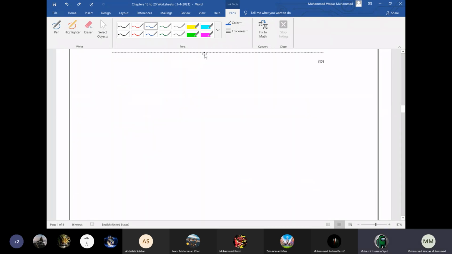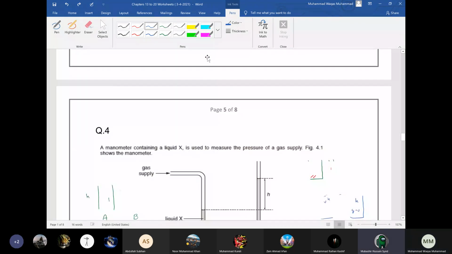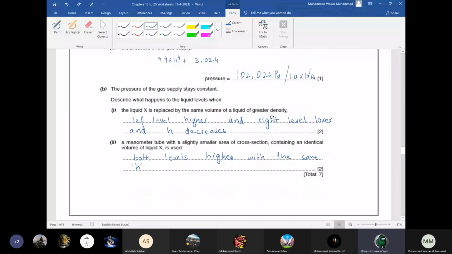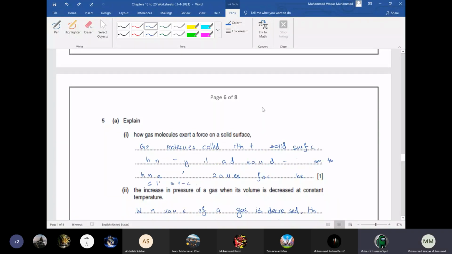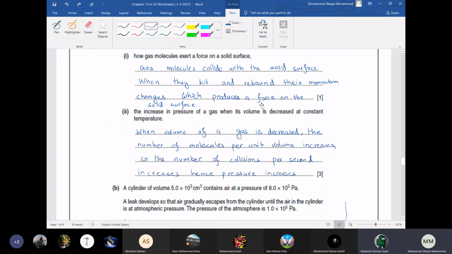Sir, did you share this जी बेटा. worksheet? Did you share this worksheet? Yes, beta. I have shared this worksheet with you.